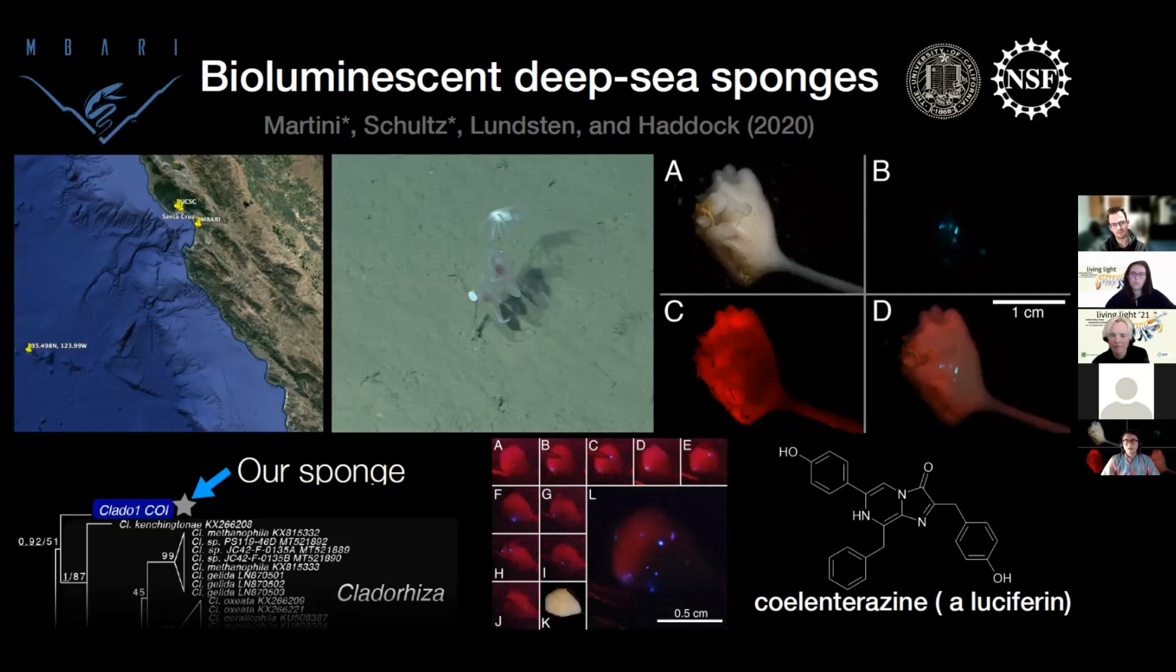Behind me and on this panel, there are pictures of the sponge in white light and the luminescence and red light and the composite. One of our colleagues at MBARI, the Monterey Bay Aquarium Research Institute, Lonnie Lunston, used morphology to find that these are carnivorous sponges, and I did some sequencing to also find that they were carnivorous sponges, and they're closely related to the family Cladorhizidae.